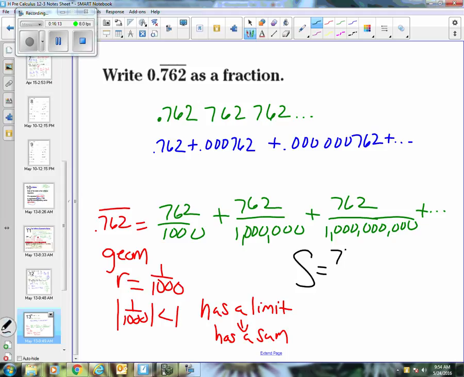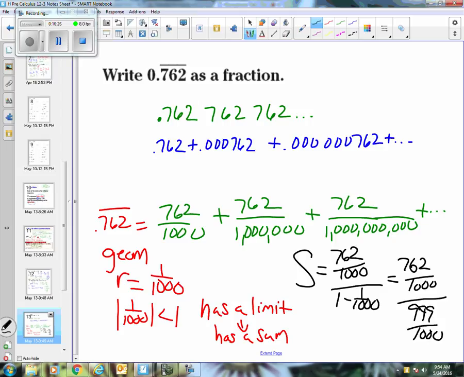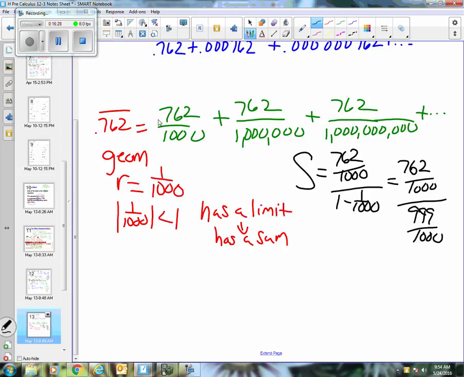It would be A1, 762 over 1,000, divided by 1 minus the ratio, which would be 762 over 1,000 over 999 over 1,000. Now, when you multiply by the reciprocal, divide your fractions, the thousands will divide out and you're left with 762 over 999. Now, I want you to try that on your calculator. Divide that out. 762 divided by 999 works out pretty slick, pretty amazing. Repeating decimals are just infinite geometric series. It's something that you've worked with for a long time but maybe never realized.